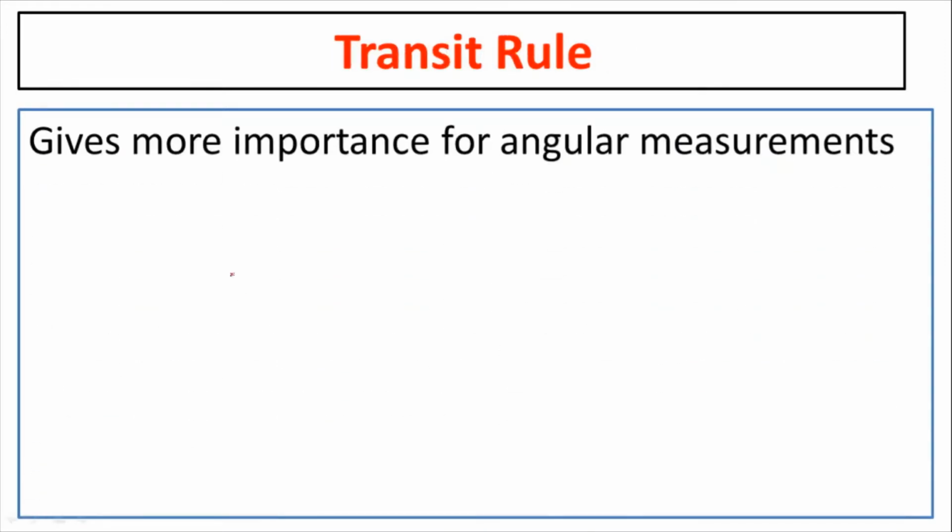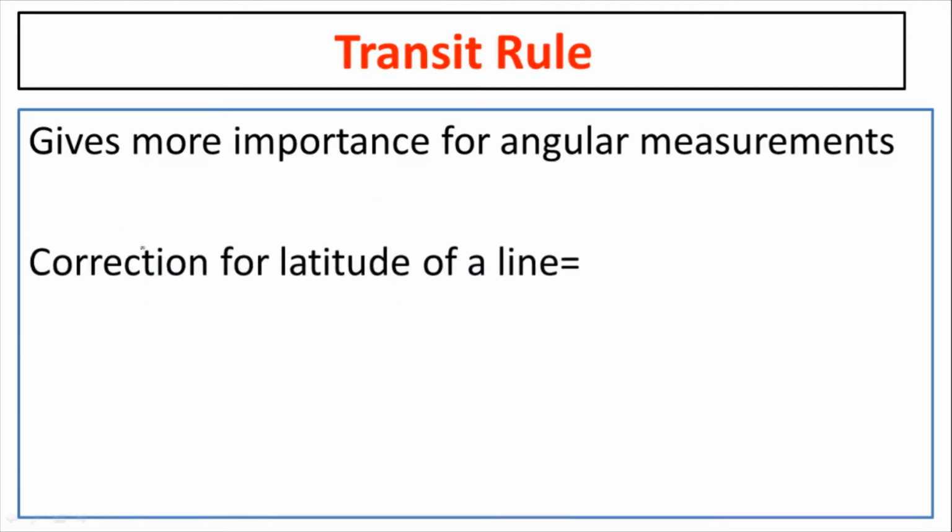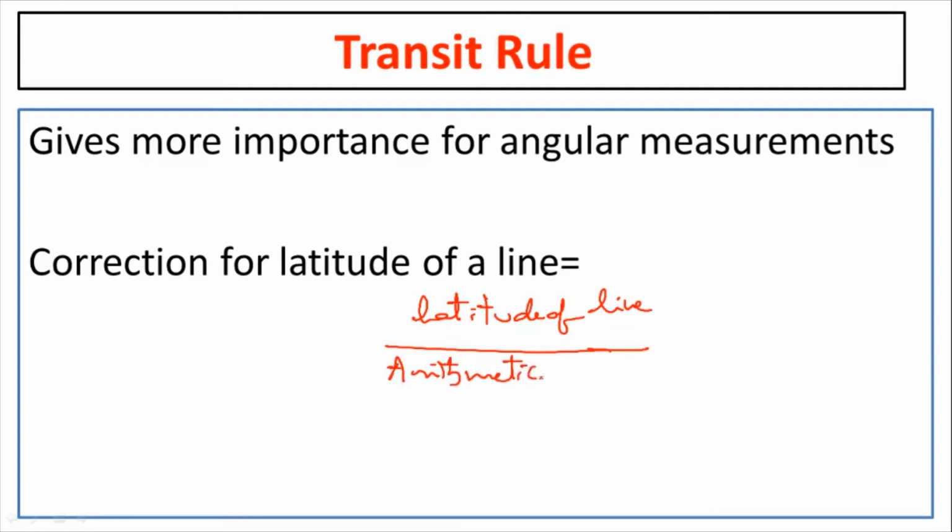And the next rule we have is the transit rule. Here this transit rule gives more importance to the angular measurements. Now as per this rule, correction for latitude of a line is latitude of the line divided by arithmetic sum of latitude into minus sigma L. So if you see here, I am saying arithmetic sum of latitude.